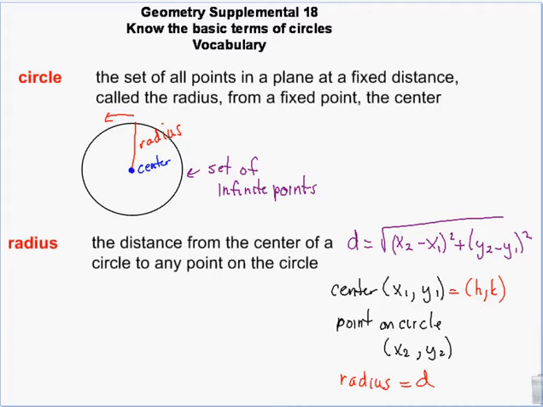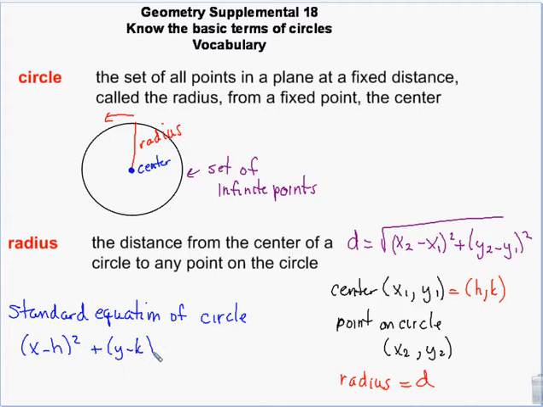I'm going to go ahead and put it on here. The standard equation of a circle, just to remind you, we're not going to be using these right now, is (x minus h) squared plus (y minus k) squared is equal to r squared, where h, k, and r are numbers. And x and y stay x and y.